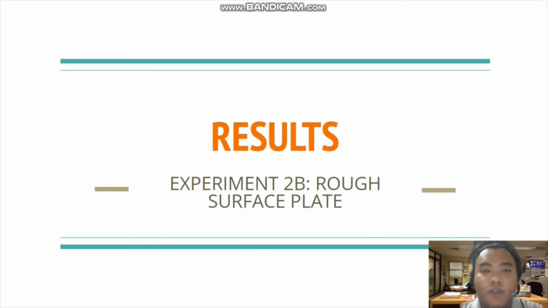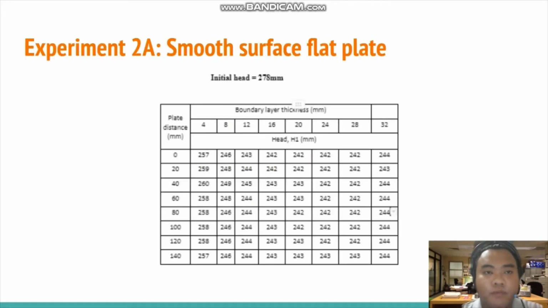I will be presenting the results for experiment 2, rough and smooth surface plate. For experiment 2A, smooth surface flat plate, the initial head is 278 mm. The plate distance in millimeters is 0, 20, 40, 60, 80, 100, 120, and 140. Then the boundary layer thickness is 4, 8, 12, 16, 20, 24, 28, and 32.